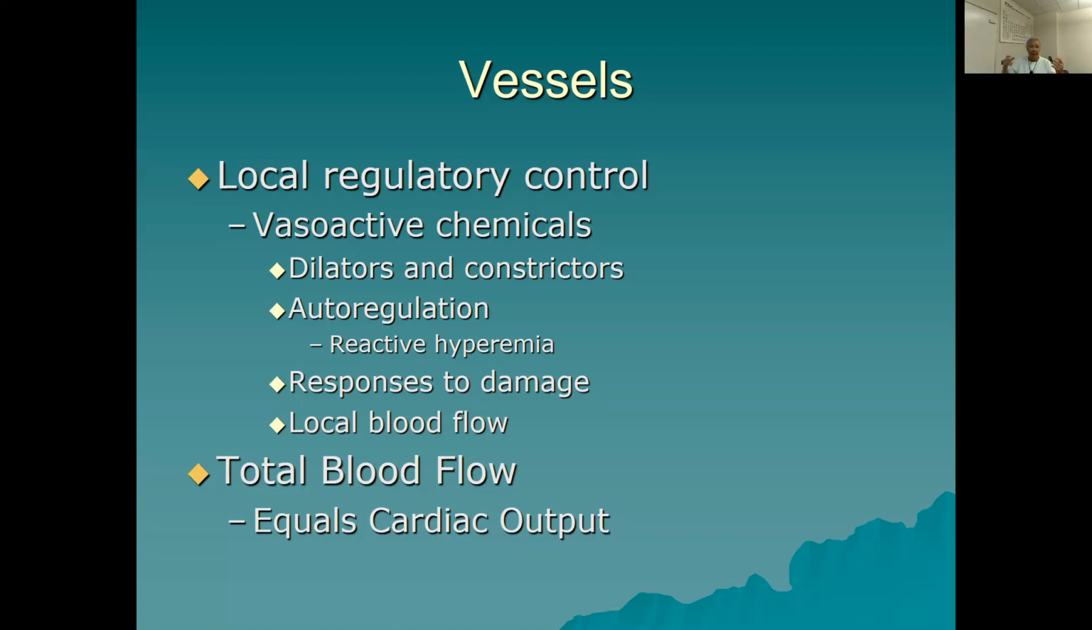In damage, you want to bring more blood to the tissue because it brings more white blood cells, brings more oxygen, and helps to repair damage. And then there's local blood flow. This is on page 800. What kind of things affect local blood flow?